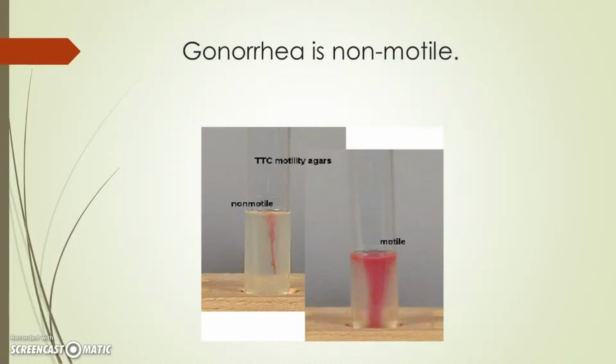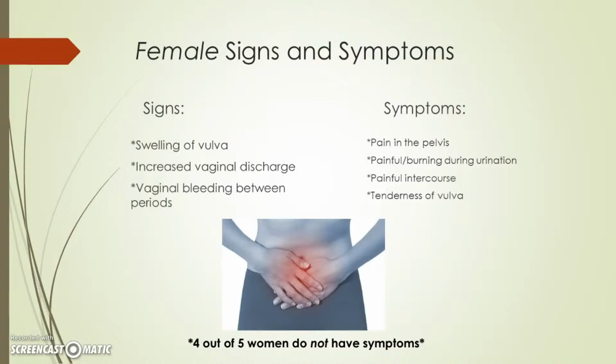Gonorrhea is non-spore forming, and it has fimbriae or pili that operate mechanistically like a grappling hook. The signs of any bacteria are anything that can be objectively observed by someone other than the patient. The symptoms are something that is consciously affecting the patient, but can't be observed by another person.